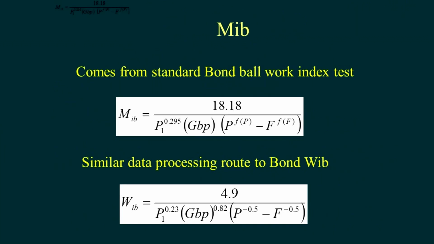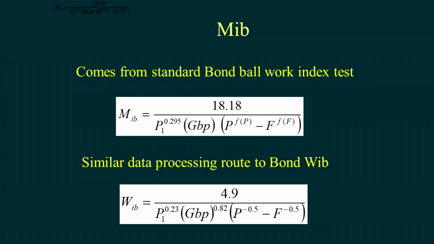Where did MIB come from? If you have read Bond's papers, and I sincerely hope that you have, his laboratory work index test uses an equation that takes the raw data: net grams per revolution, the closing screen size, the P80, and the F80 of the test. If you plug all those numbers in, you get Bond's laboratory work index. My equivalent, the MIB, uses the net grams per revolution, exactly the same numbers, but the equation is slightly different.